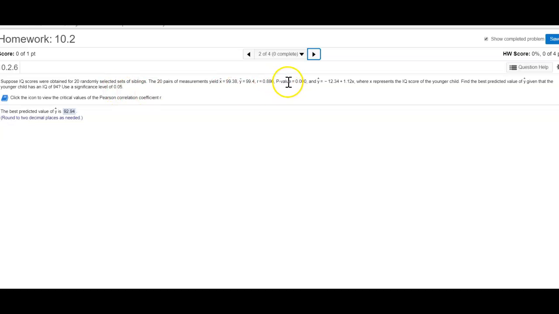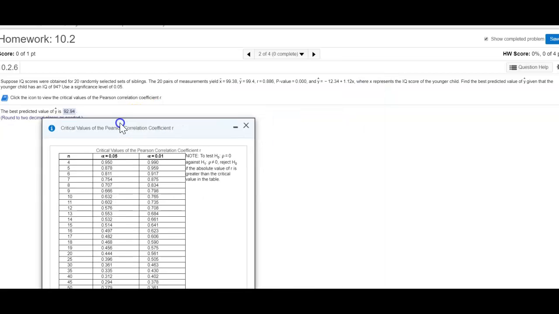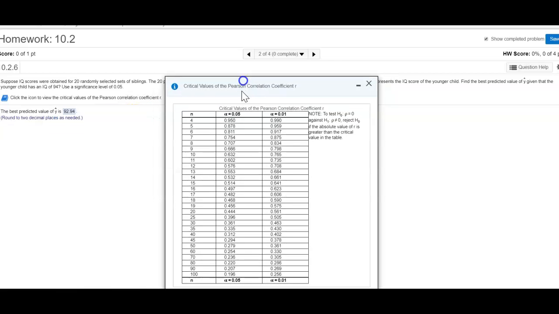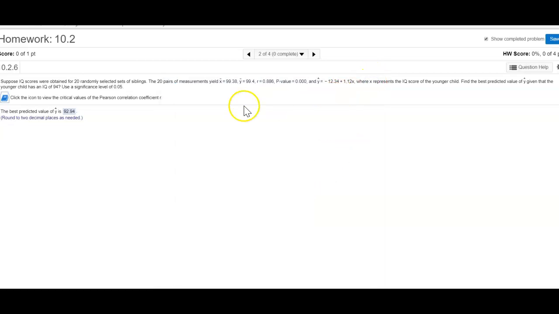So this correlation is significant, because our significance level is 0.05 and our p-value is 0. So we're in good shape for that. And if you looked at the correlation here, we have 20 pairs and our 0.88 is way above the 0.561 we would need to have a significant correlation. So we want to use the model to do this prediction. Basically what you would do is take the 94 and plug it in for x in this equation, and that's how you would get this 92.94.